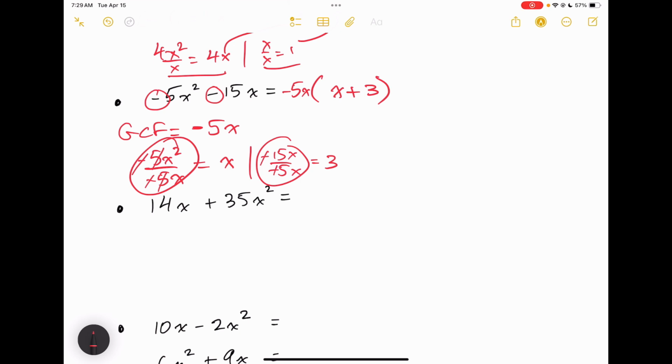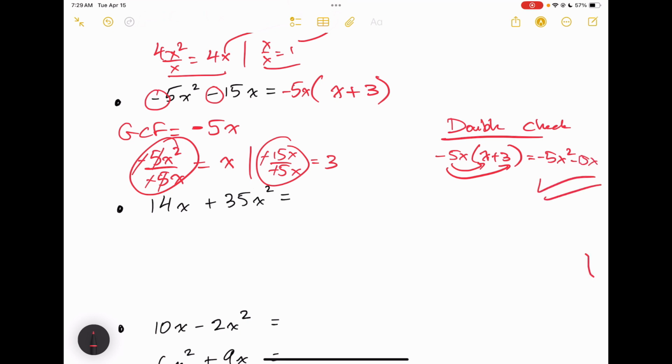And you can double check your answers here. We can always just distribute again and figure this out. So negative 5x into x plus 3. It's going to visit each one of these on the inside. Negative 5x times x is negative 5x squared, because the x's will multiply. Negative 5x times 3, negative 15x. And we're back to the original, so this works.